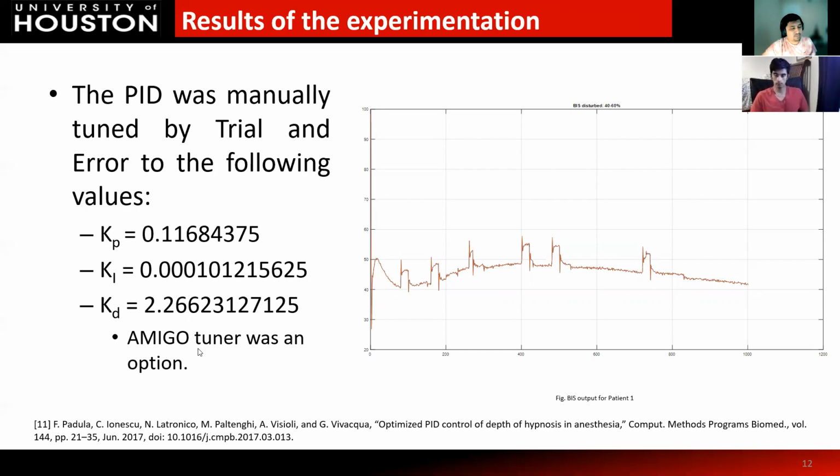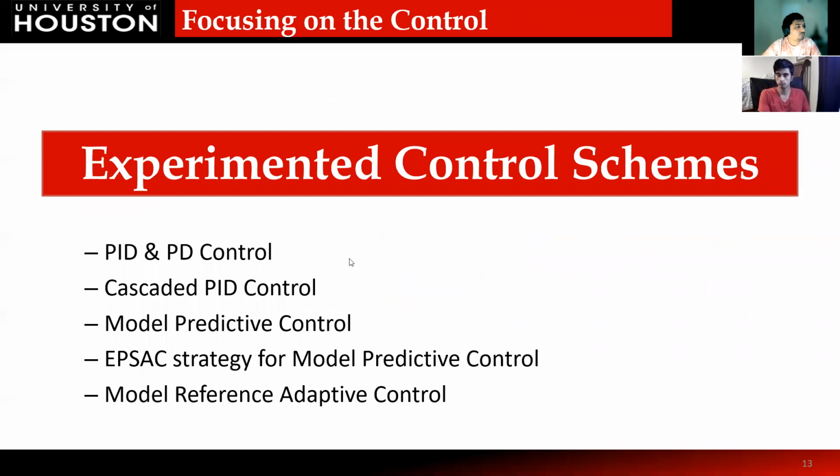We also tried to use Amigo Tuner, but its execution would require more studies. There's also other PID tuners in MATLAB itself, but we were able to successfully get the values manually for this patient. And so we decided to further our studies based on this. For the experimented control schemes, I'd firstly like to talk about the scheme that we were able to execute, and then the literature review of the learning techniques that need to be done in the future.